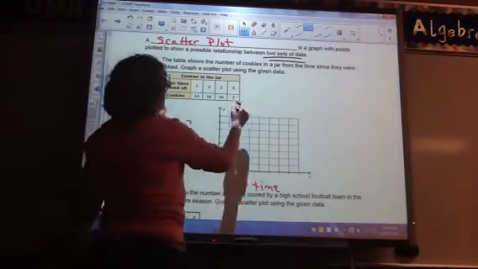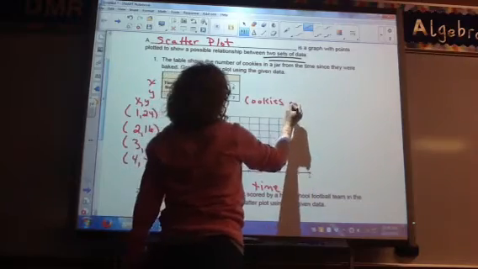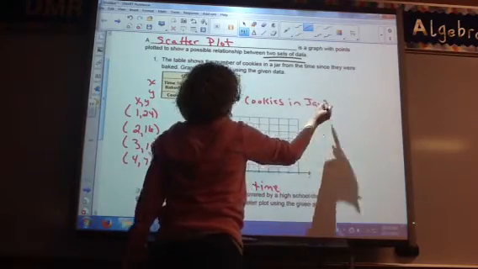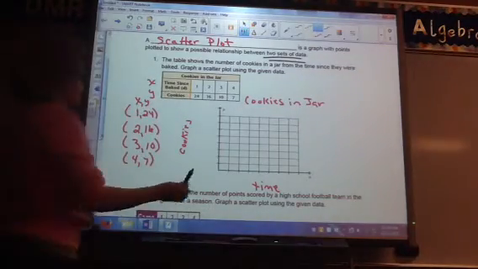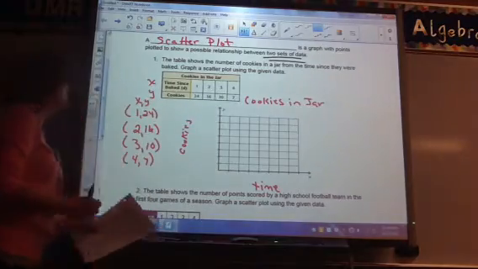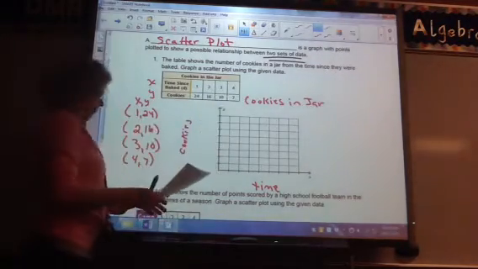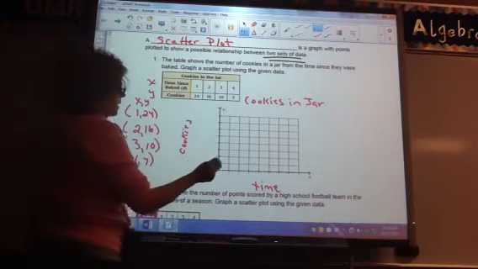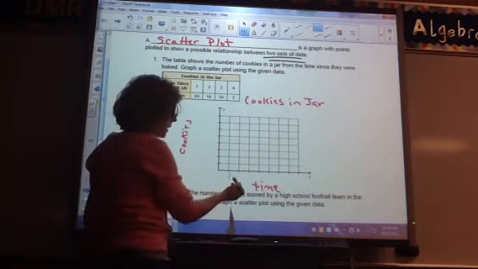Okay, we need a title, so cookies in jar. Okay, so now we have to label our tick lines, and our tick lines need to be consistent. So for time, we go from 1 to 4, so what I'm going to do is label each tick line 1, but skip every other one to keep it organized.